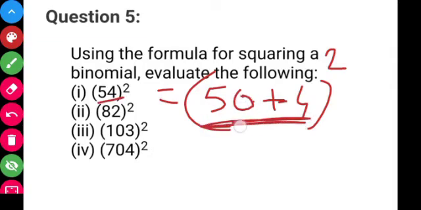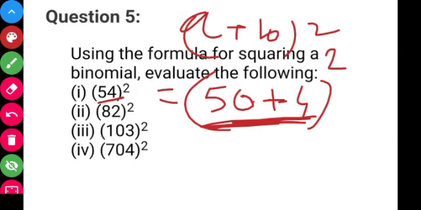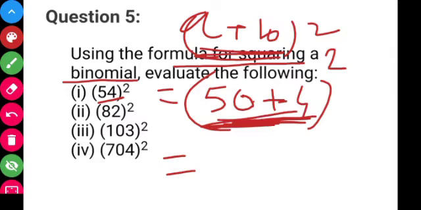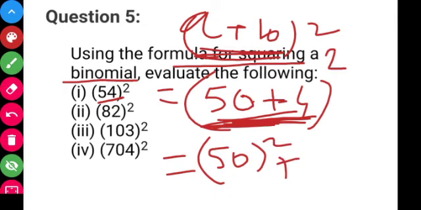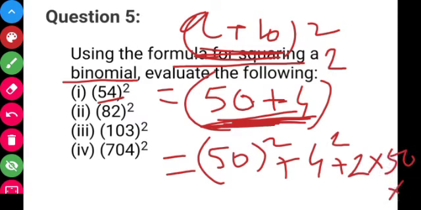This is in the form of a binomial, that means a plus b whole square, and the question is asked by using the formula of squaring a binomial. That means by using this formula you can find it now. So this is a plus b whole square. So this is a square, that means 50 square, plus b square, that means 4 square, plus 2 into 50 into 4. So you will get 50 square is 2500.